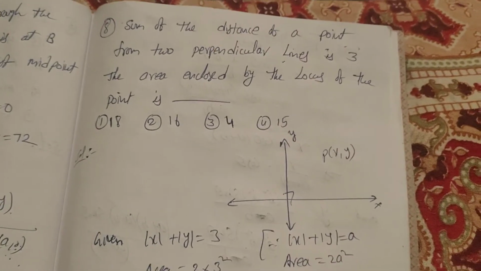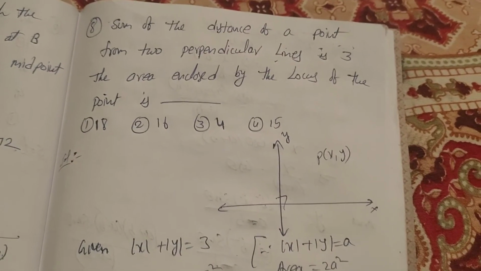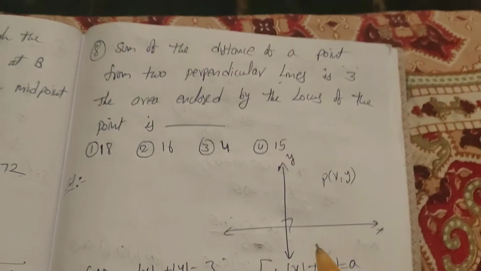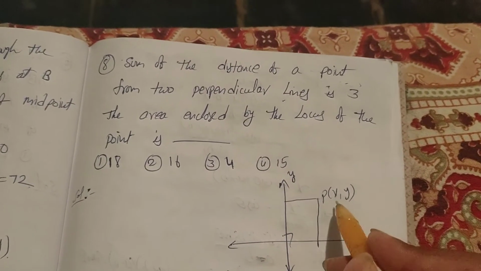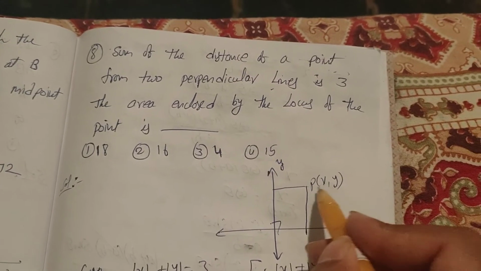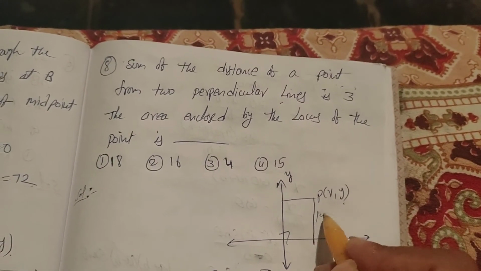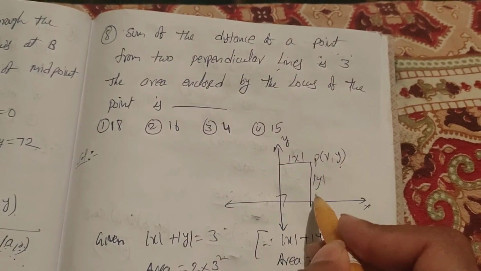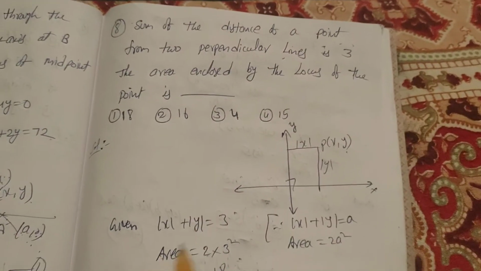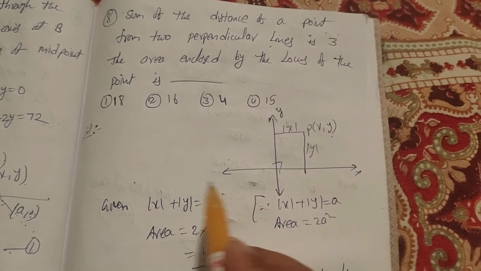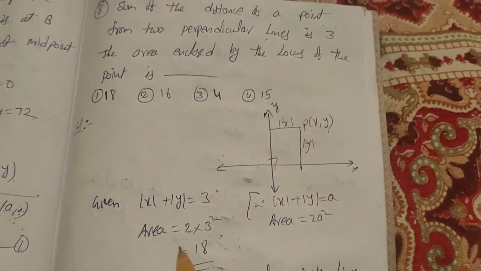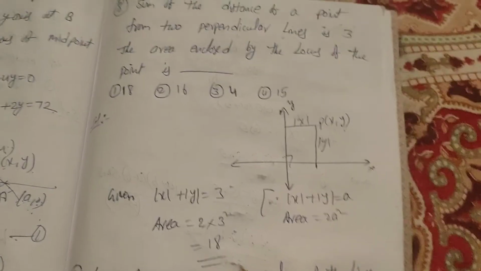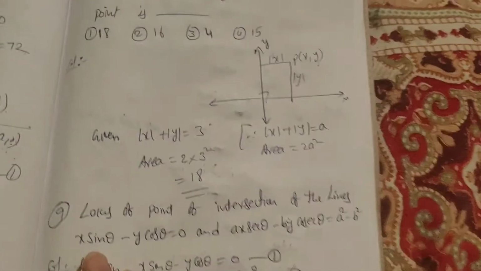Whenever in a locus problem you want to take perpendicular lines, directly take the coordinate axes, no problem. The perpendicular distance from any point P(x, y): this length is |y|, this length is |x|, so |x| + |y| = 3. This gives a square, and the area of this square is 2a squared. Here a is 3, so 2 into 3 squared equals 18. So this is the option for that question.